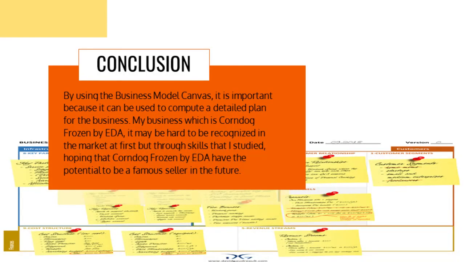In conclusion, using the business model canvas is important because it can be used to compute a detailed plan for the business. My business, Corndog Frozen by Ida, may be hard to be recognized in the market at first, but through the skills that I studied, I am hoping that Corndog Frozen by Ida has the potential to be a famous seller in the future.